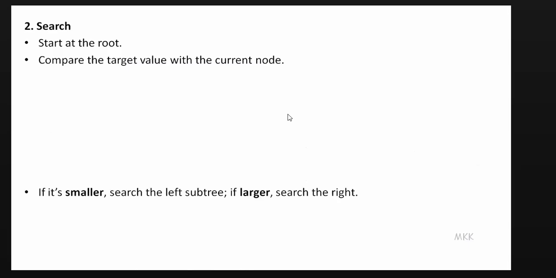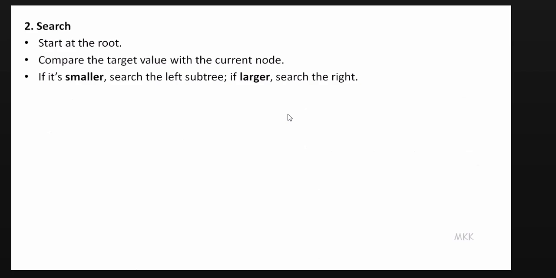And if you go for the search operation, start from the root and compare the target value with the current node. For example, if the target value is 9 and the node value is 10, definitely your value 9 will be on the left side of the root node. In such a way, if it is smaller, search the left subtree.